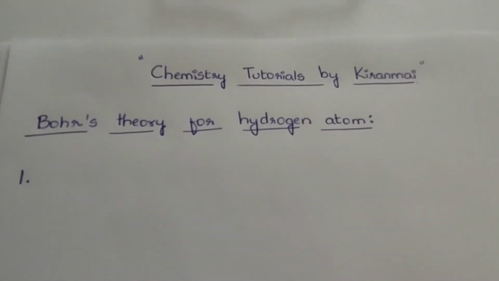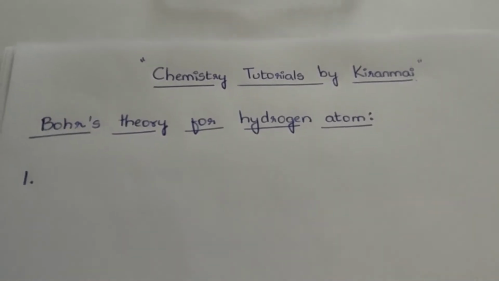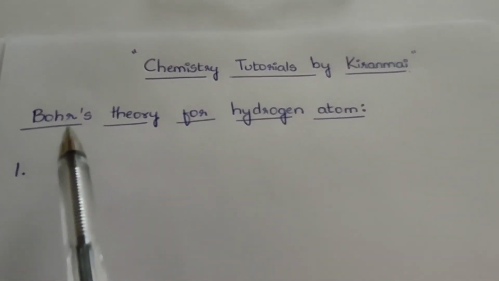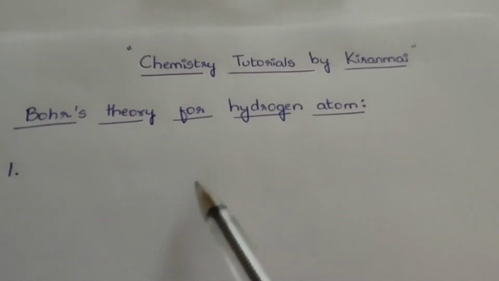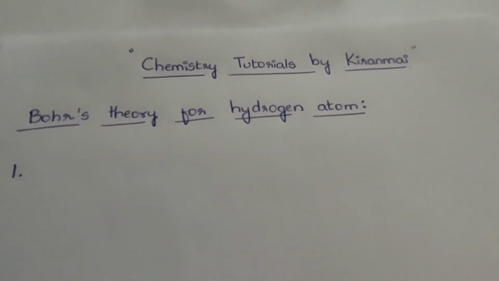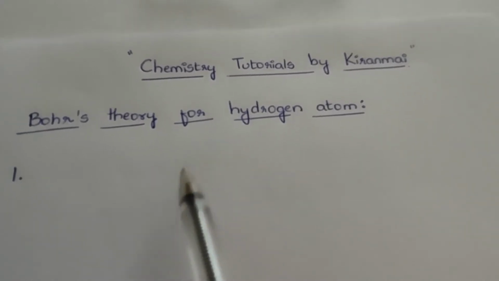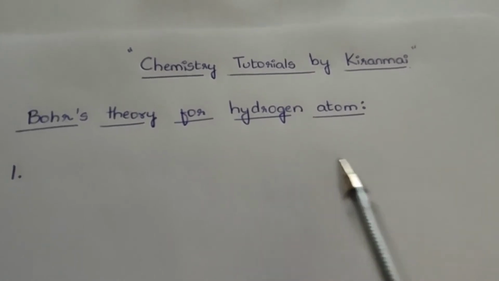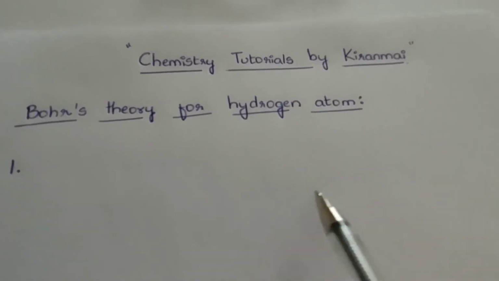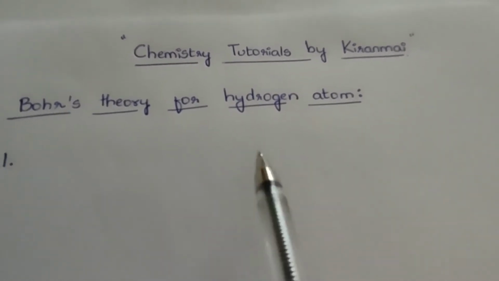In the last video, I discussed Bohr's postulates, and in this video, I am discussing Bohr's theory for hydrogen atom. According to one of Bohr's postulates, electrons revolve around the nucleus in circular paths. These paths are called stationary orbits or stationary states. These stationary states are numbered.